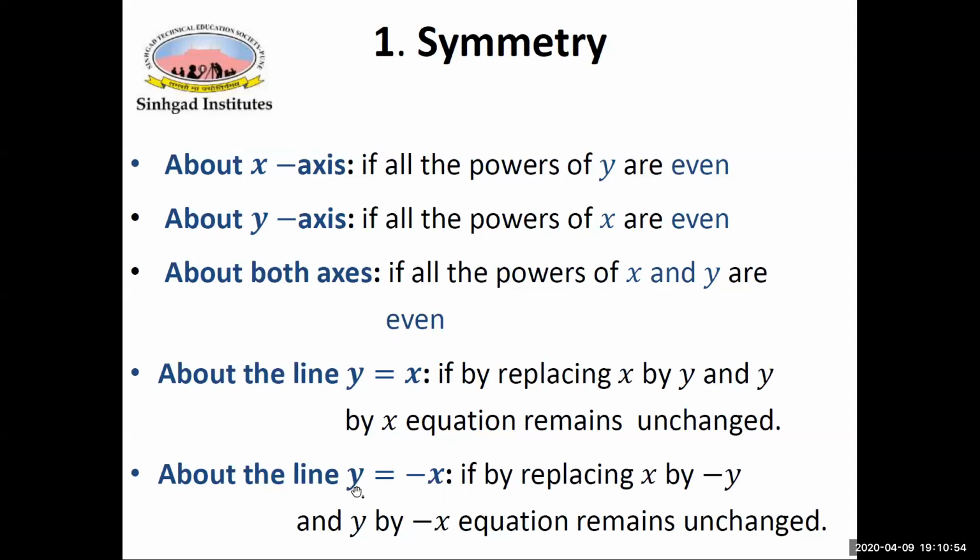Similarly, for the line y equal to minus x, we have to replace x by minus y and y by minus x. If the equation remains unchanged, then it is symmetric about the line y equal to minus x. Most of our curves fall in the first three categories, and the explicit curve falls in category 4, that is, symmetry about the line y equal to x or y equal to minus x.